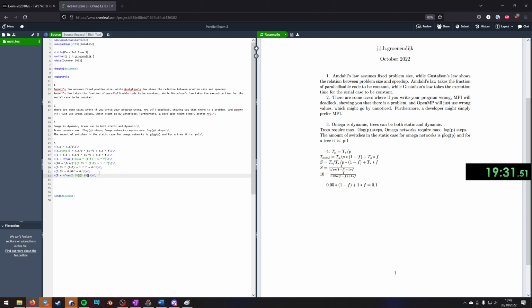It's only the f that you need to know. So f is 0.05 over 0.95, which is 1 over 19. Yeah, correct, lovely, that's also what I had. Then we can go back up and say the total time, if p is infinite, this term falls away. So the speedup is just 1 over f, which is 19. We know that already. Yeah, fair enough.